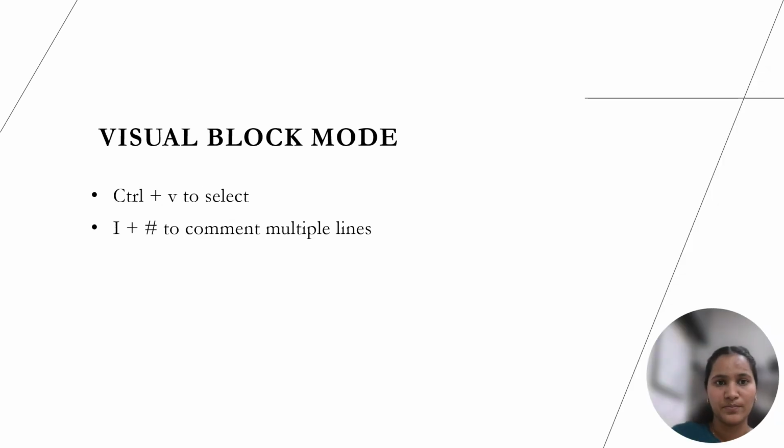Visual block mode. Open your settings.config. Press Ctrl plus V to enter visual block. Use arrow keys to select the lines. Press capital I, type hashtag and press escape. This will comment all the selected lines.